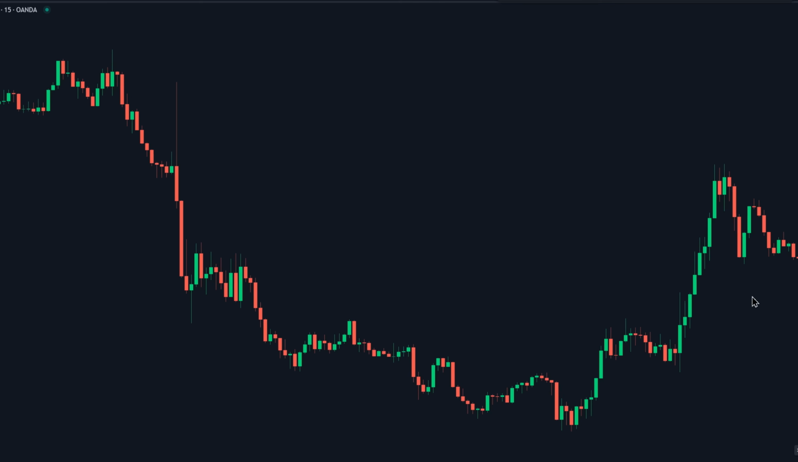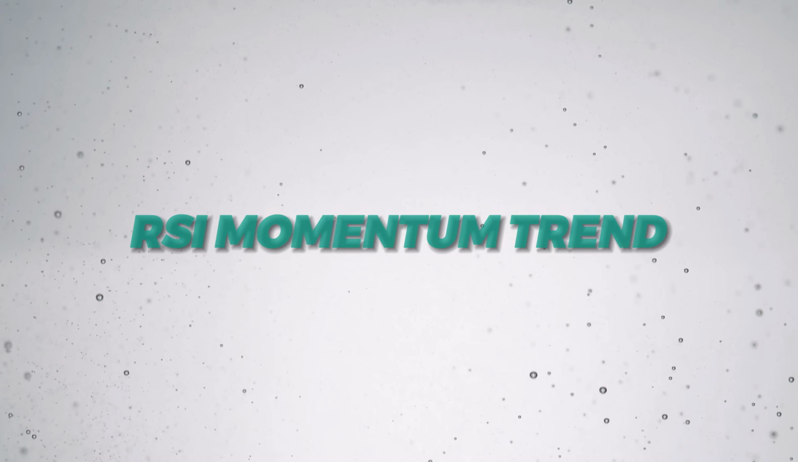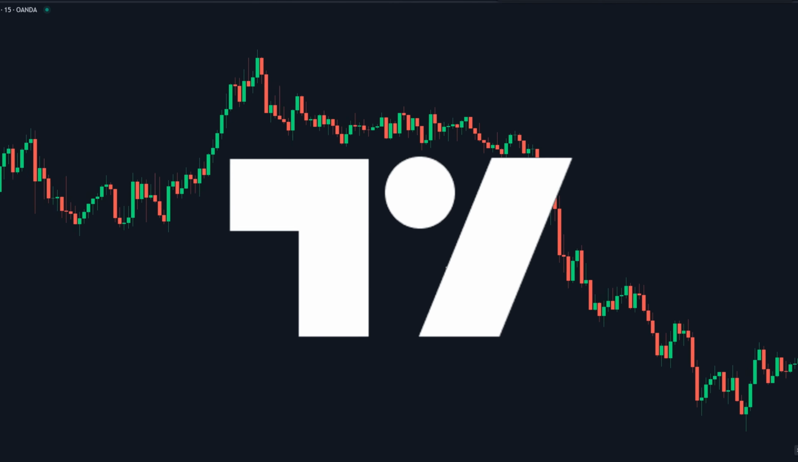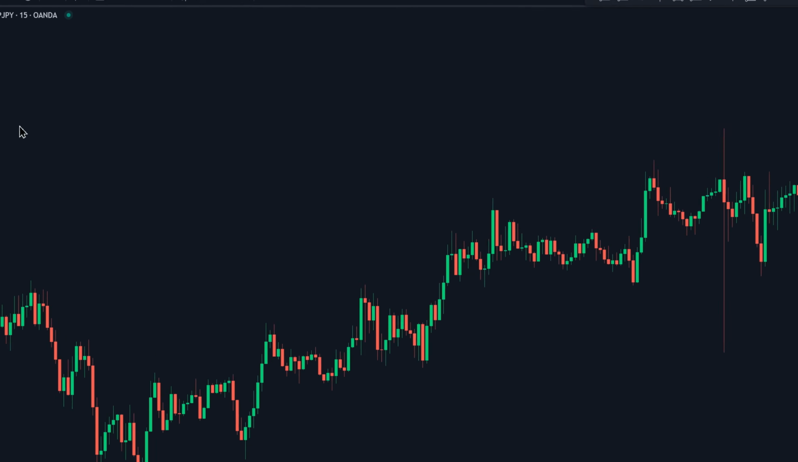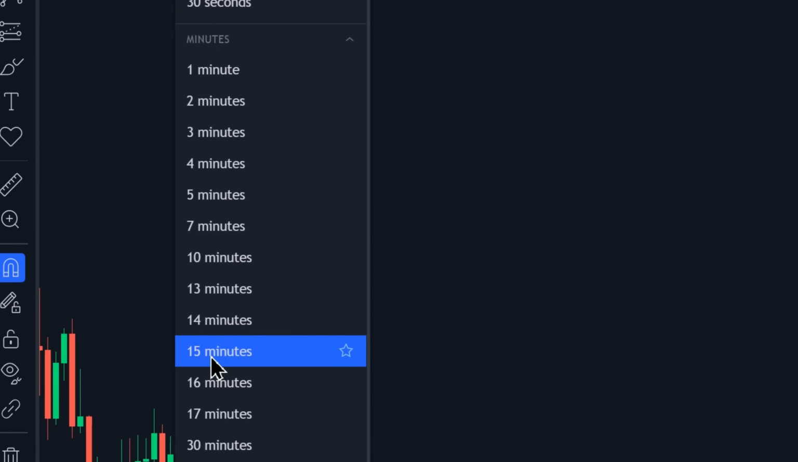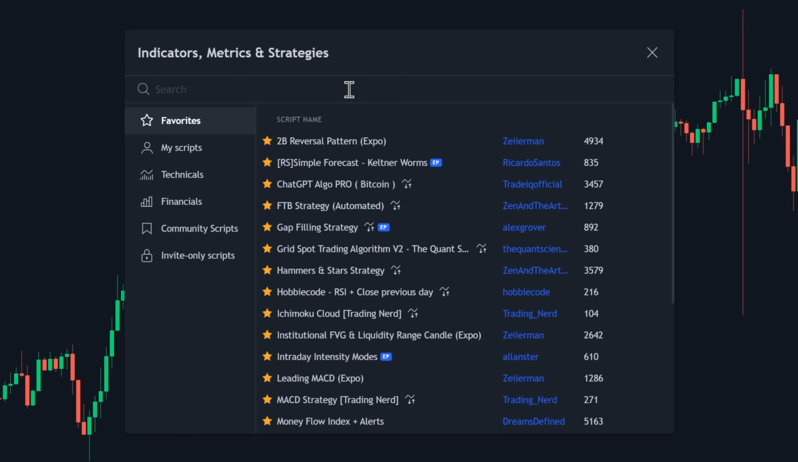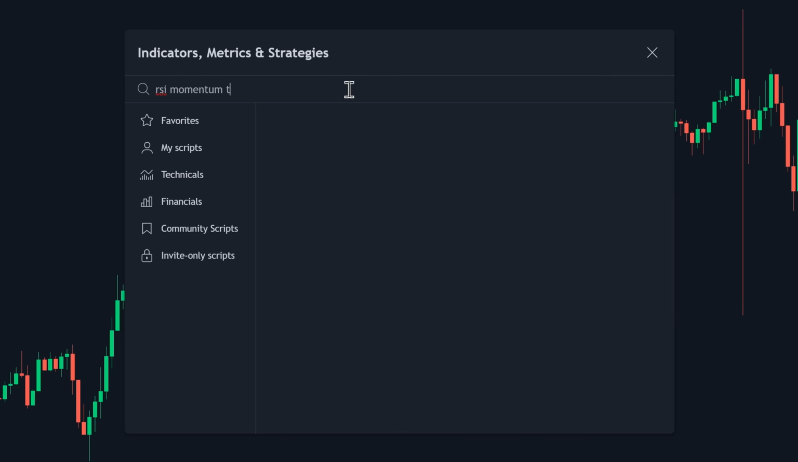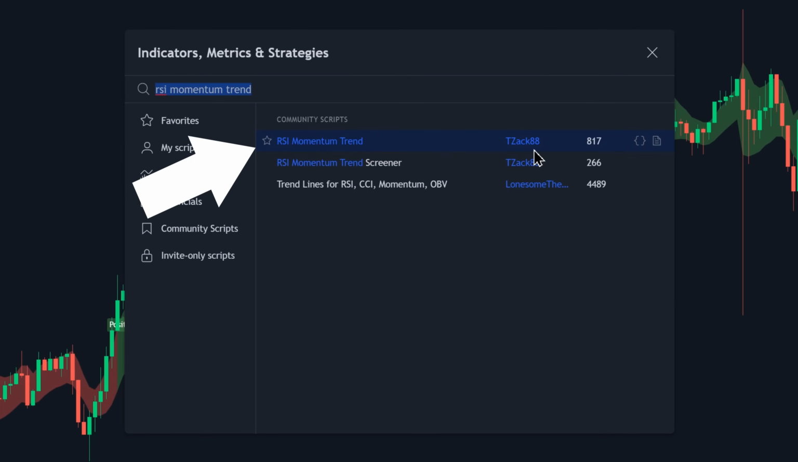Let's get into it. Now, this indicator is called the RSI Momentum Trend. To add it to your chart, you're going to go to TradingView. Then open any trading security that you like in any time frame. For me, I'm going to be using the 15-minute time frame of GBP/JPY. Then click on Indicators, type in RSI Momentum Trend, and select this one by TZAC88.